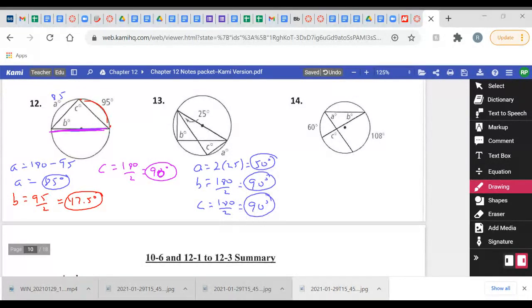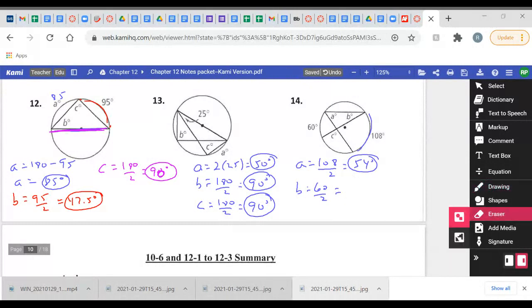All right, and then last one on number 14 says that inscribed angle A has to be half of the 108 because that's where it meets up here. So A is 108 divided by 2, which is 54. All right, and then B is an inscribed angle that meets up with the 60. So B has to be 60 divided by 2, which is not looking very good, but it's supposed to be 30.